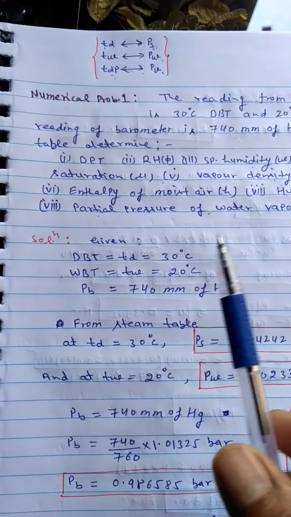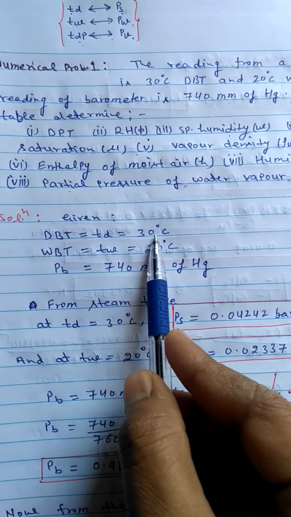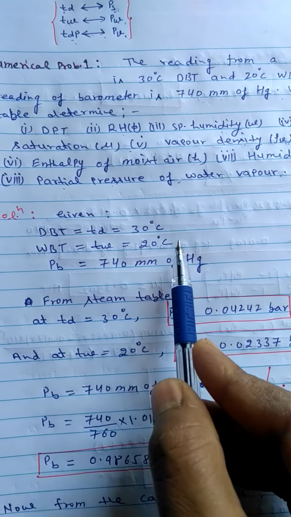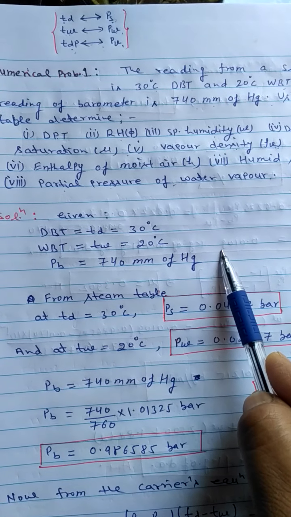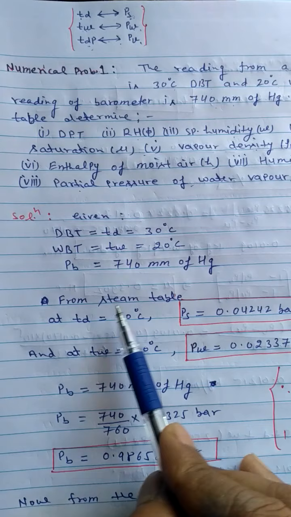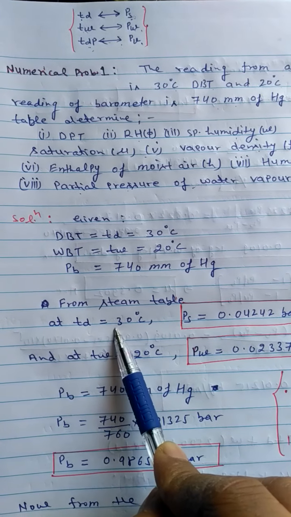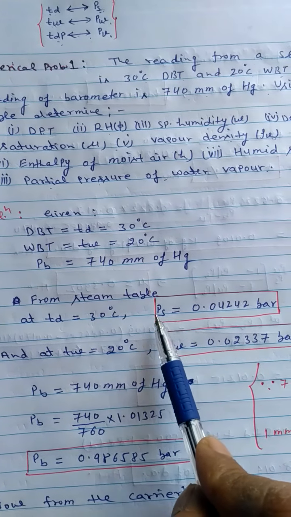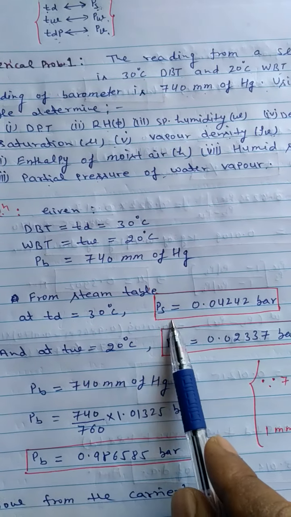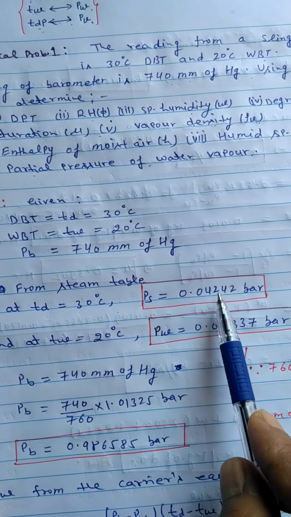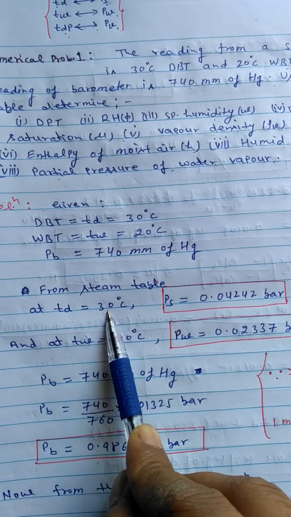So now what is given? The dry bulb temperature is given, TD equals 30 degree centigrade, and wet bulb temperature is 20 degree centigrade, and barometric pressure is 740 mm of Hg. So now from the steam table, corresponding to the dry bulb temperature 30 degree centigrade, we can read the saturation pressure. PS will be 0.04242 bar. This is from the steam table at temperature 30 degree centigrade.